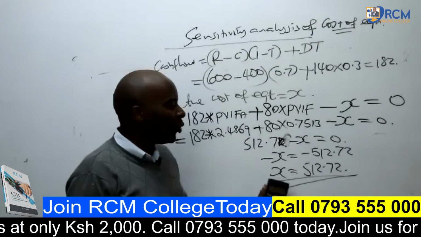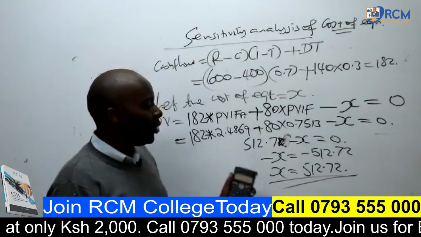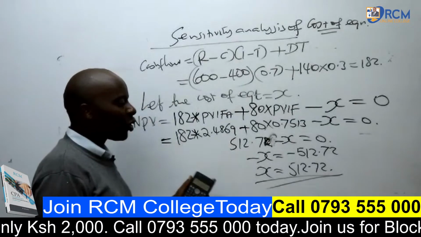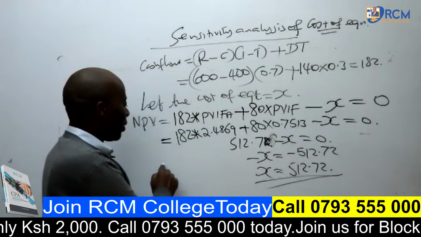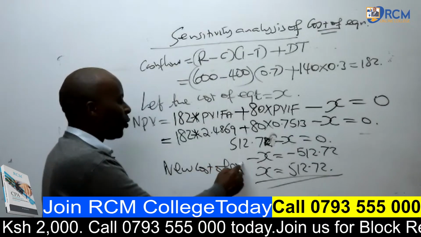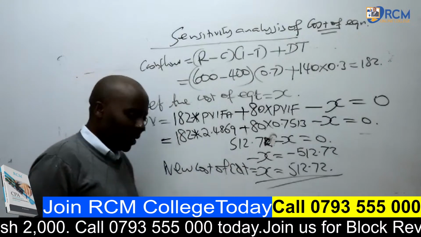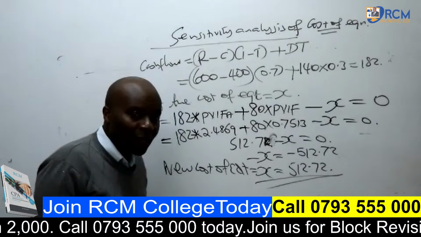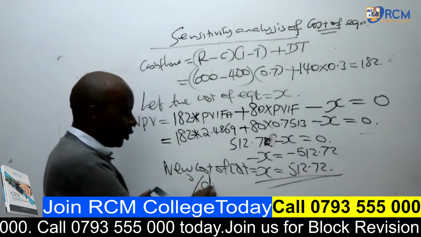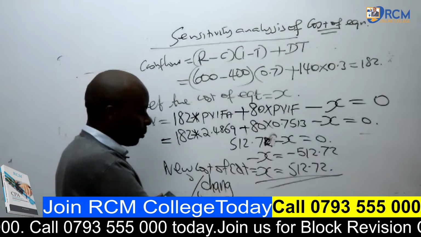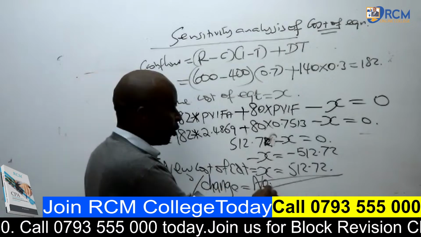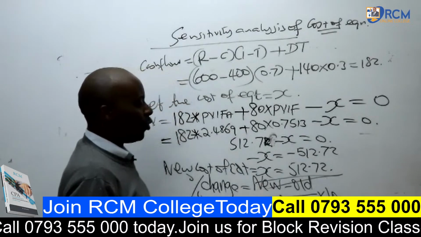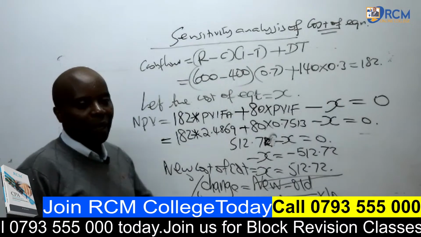So this is the new initial outlay, the new cost of equipment. But you see, sensitivity analysis has to end up at percentage change. So come and give us the percentage change. How do we get this percentage change? It is new minus old divided by old times 100.